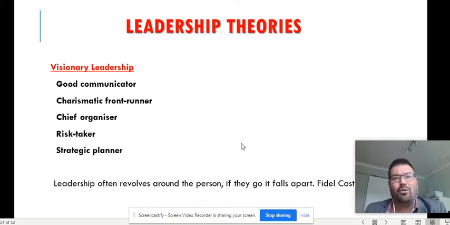Then they're going to be chief organizers. So they have to make sure that everything is organized in the way that their vision is created. Then they need to be risk takers. So they're going to take a risk. They're going to try something that hasn't been tried before. And then they're going to strategically plan around this big vision.